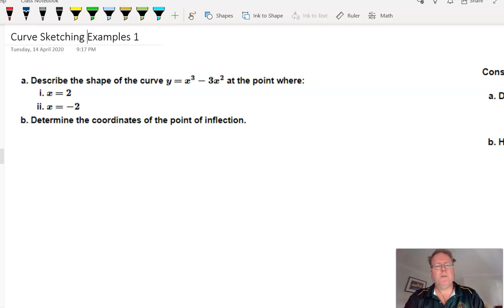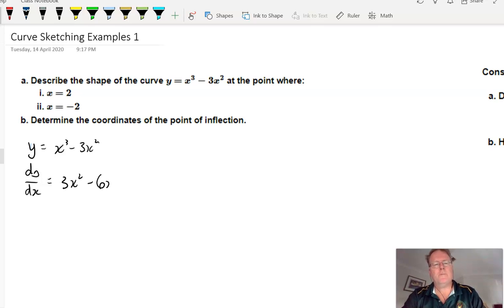The first thing we need to do, quite obviously, is actually find the second derivative. The first function is x cubed minus 3x squared. So quickly find the first derivative, and then we find the second derivative.